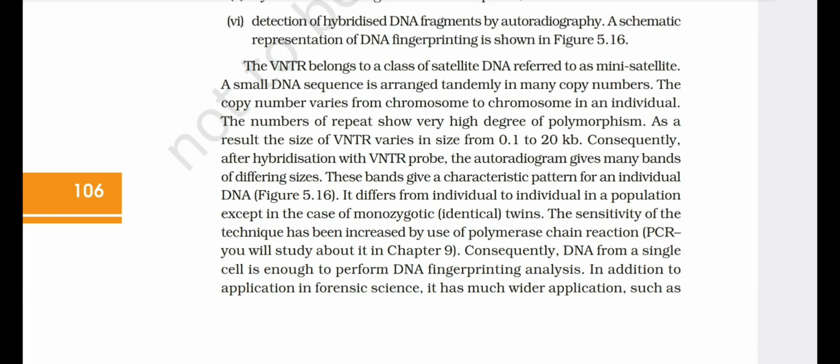The VNTR belongs to the class of satellite DNA referred to as minisatellite. A small DNA sequence is arranged randomly in many copy numbers. The copy number varies from chromosome to chromosome in an individual. The number of repeats shows a very high degree of polymorphism. As a result, the size of VNTR varies from 0.1 to 20 kb.